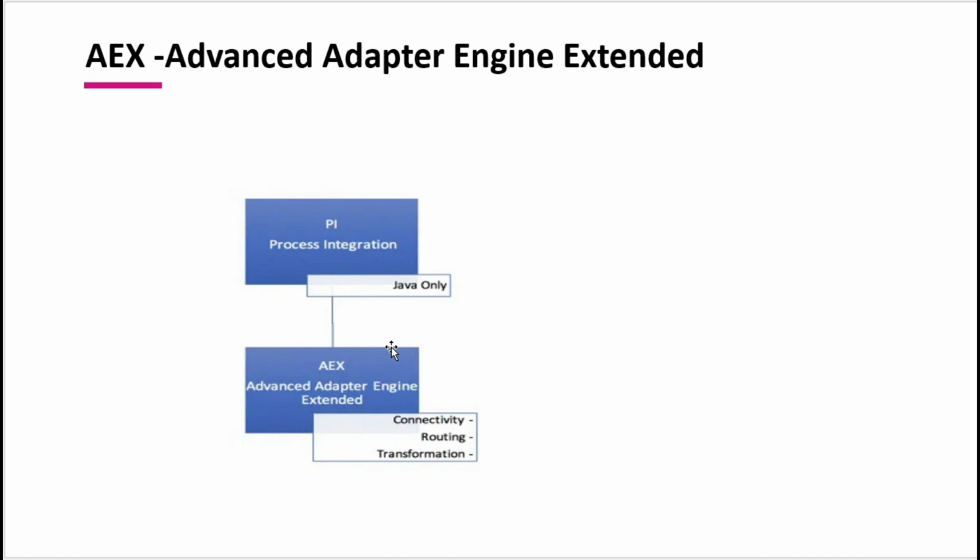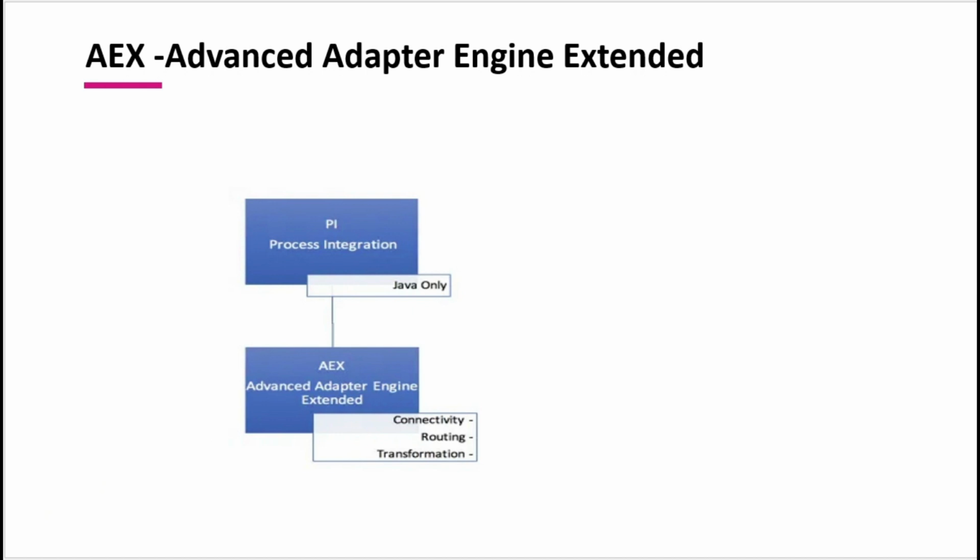Finally, with the PI 7.3 version, SAP eliminated the need of IE and introduced AEX in a single engine, which included the ESB. So the enterprise service bus was integrated, along with integration directory and AE compatibilities.